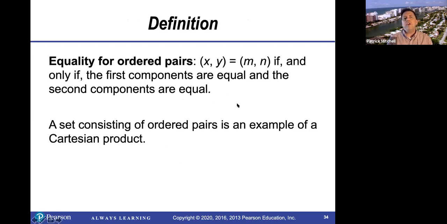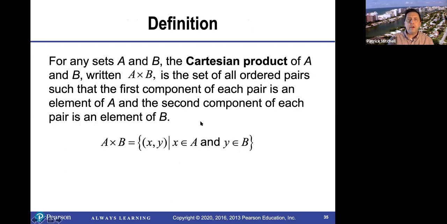All right, and then 2 pairs are considered equal if and only if the first components are equal and the second components are equal. A set consisting of ordered pairs is an example of a Cartesian product. So here is the official definition. For any sets A and B, the Cartesian product of A and B, which is written A cross B, is the set of all ordered pairs such that the first component of each pair is an element of A, and the second component of each pair is an element of B.